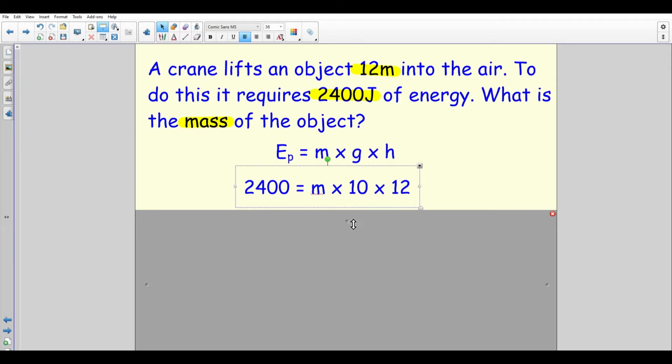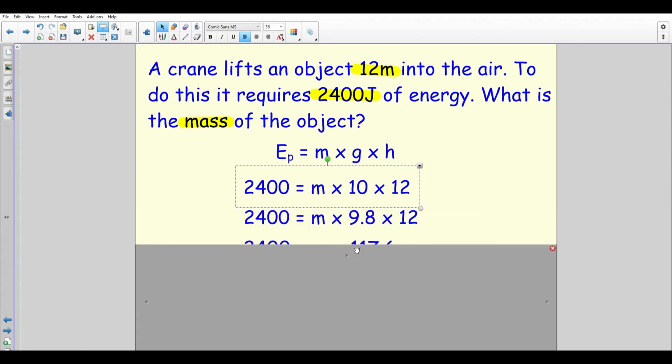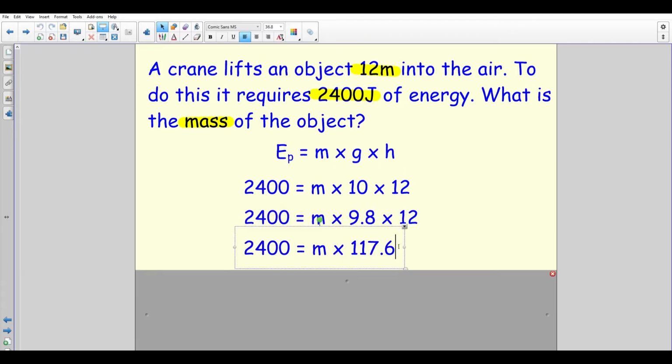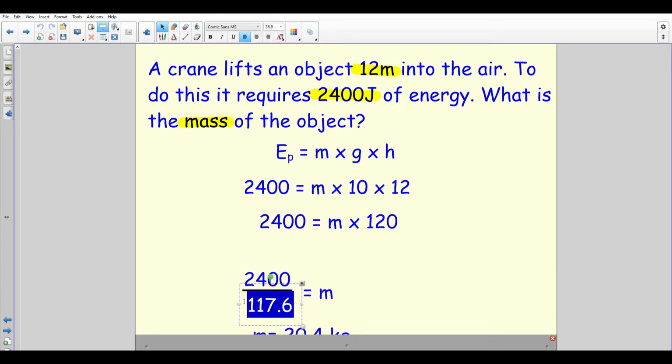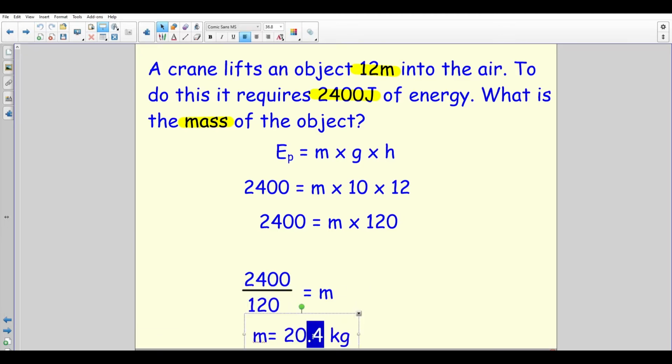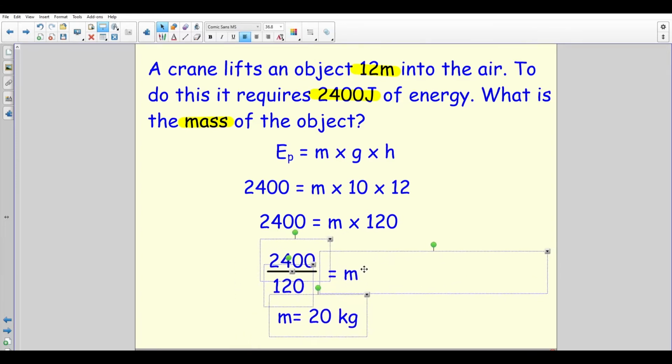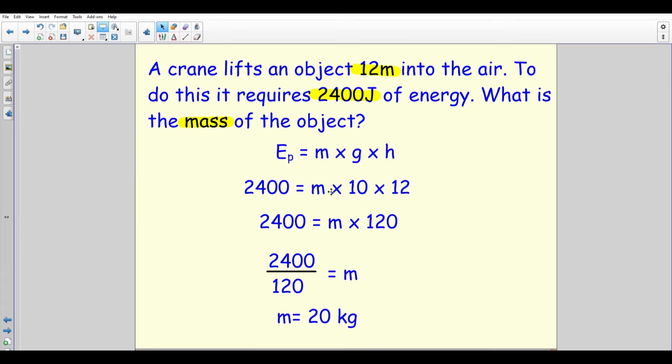So we think, what can we do? Right, we can do 10 times 12, which will be 120. Sorry, I've just used slightly different numbers for this. But we can do 10 times 12 is 120, and we end up with 2,400 equals mass times 120. So now what we need to do is 2,400 divided by 120 to give us mass. So 2,400 divided by 120 gives us a mass of 20 kilograms. So you can write this down as another worked example in your books, and I'll give you some more difficult ones to have a go at then.